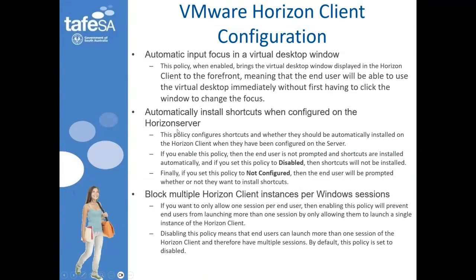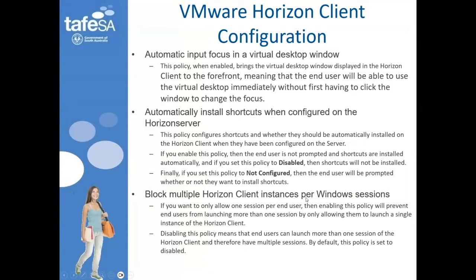Okay. Also, this automatically installs shortcuts when configured on the Horizon server. This policy configures shortcuts and whether they should be automatically installed onto the Horizon client when they have been configured on the server. If you enable this one, then the end user is not prompted and the shortcuts are installed automatically. But if you have disabled, then the shortcuts will not be installed. Finally, if you set this policy to be not configured, then the user will get a pop-up to say, do you want to install the shortcuts?